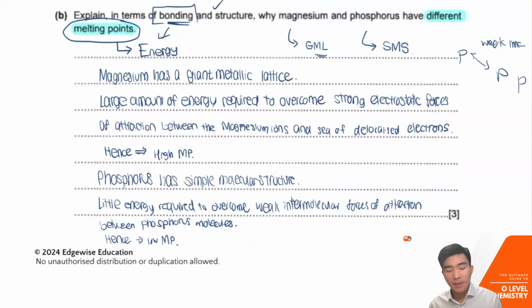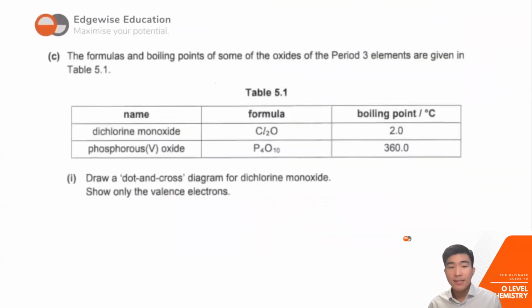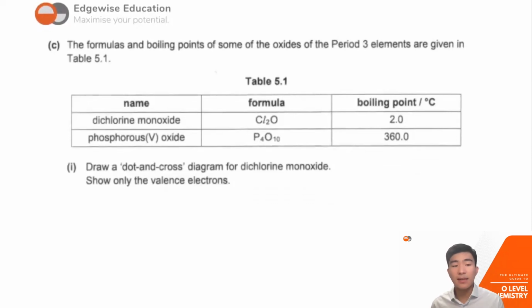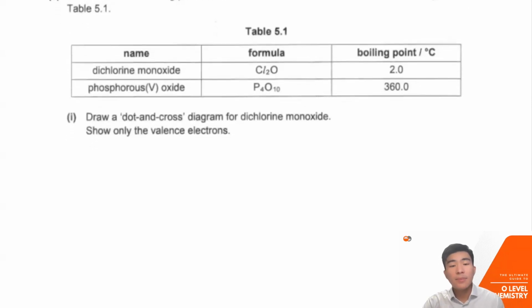Okay, so this part we are talking about bonding and structure, why magnesium has a giant metallic lattice, and why phosphorus has a simple molecular structure. Now let's go to part C. Shall we try to draw dichlorine monoxide? Okay, everybody try to draw dichlorine monoxide. Yeah, dichlorine monoxide, how does it look like?